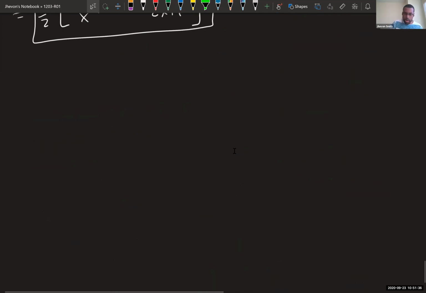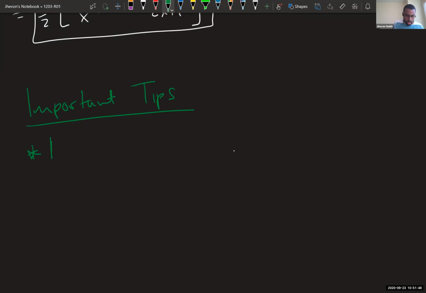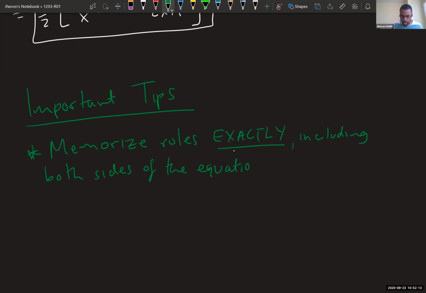So some very important tips here. Muy importante. Memorize rules exactly, including both sides of the equations. If you only memorize one side of a rule, you are doing yourself a disservice. You're going to end up in a situation where you're not applying a rule correctly, because it's not going to apply to the thing you're trying to apply it to in the way that you're trying to apply it, because you just never really paid attention to when that rule should be applied.